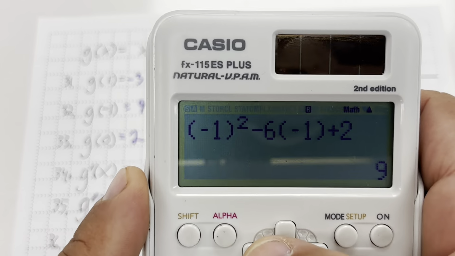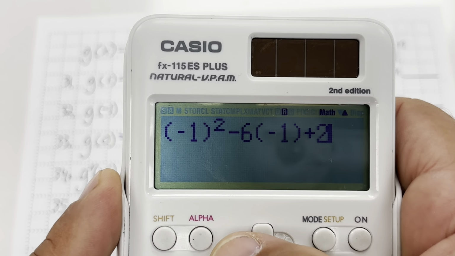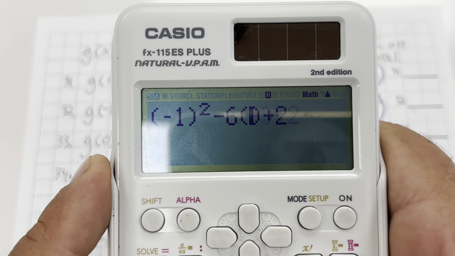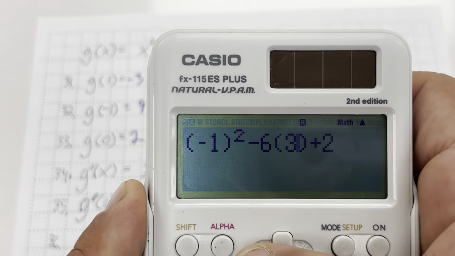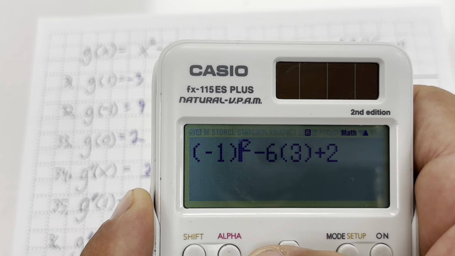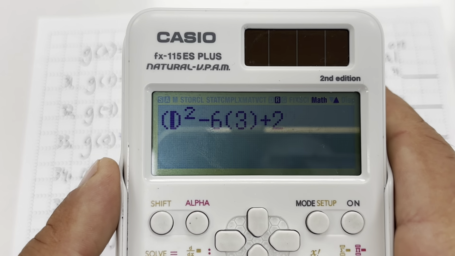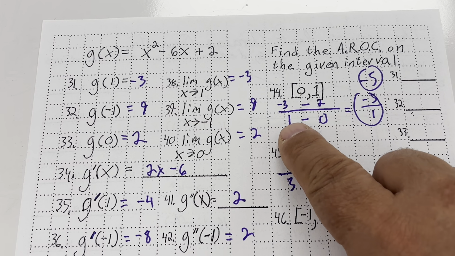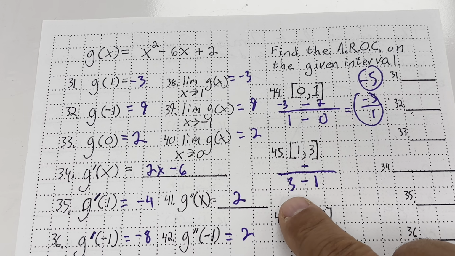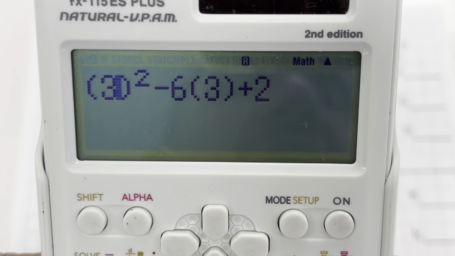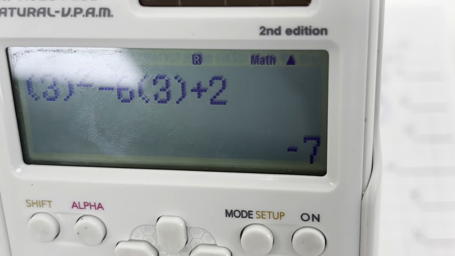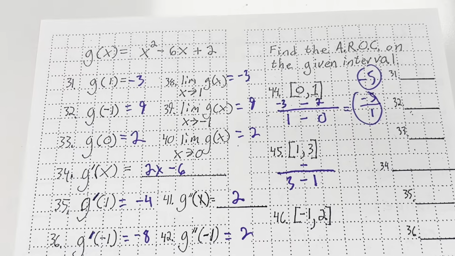I can just back arrow if you want to be a little lazy. Back arrow up into your original. Delete that out and put in 3. Back arrow into the original. Delete that out and put in 3. They're asking me to plug in 3. I thought it was negative 3 for a second. So that's going to generate negative 7.